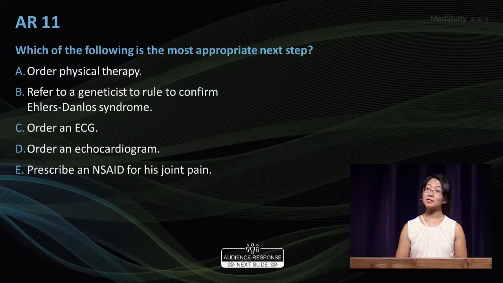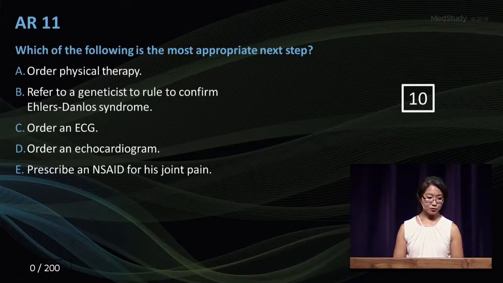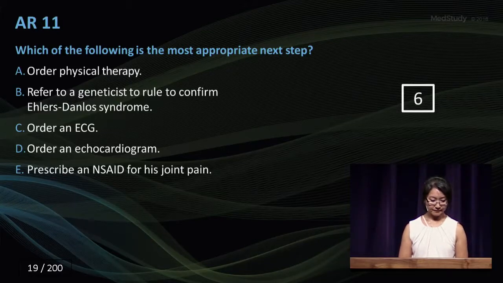Which of the following is the appropriate next step? Do you order physical therapy for this patient? Do you refer him to a geneticist to rule out Ehlers-Danlos syndrome? Do you order an EKG? Or do you order an echocardiogram or prescribe NSAIDs for his joint pain? Best answer.